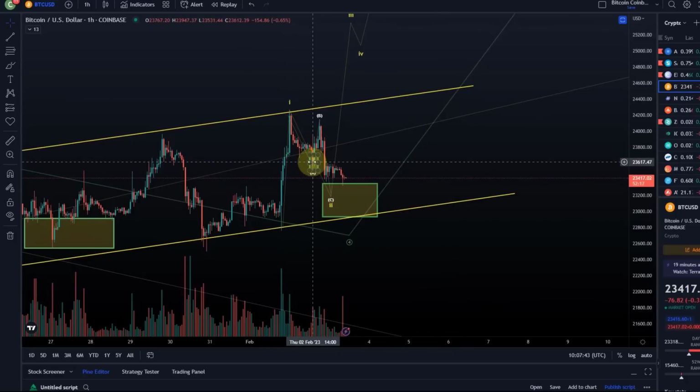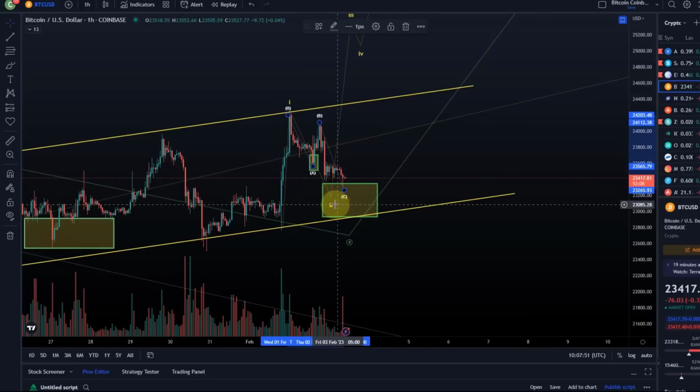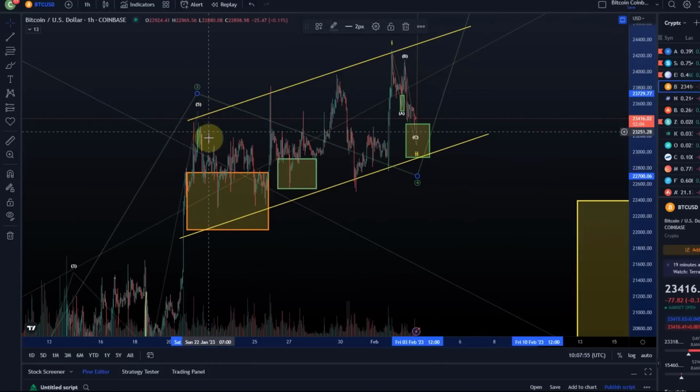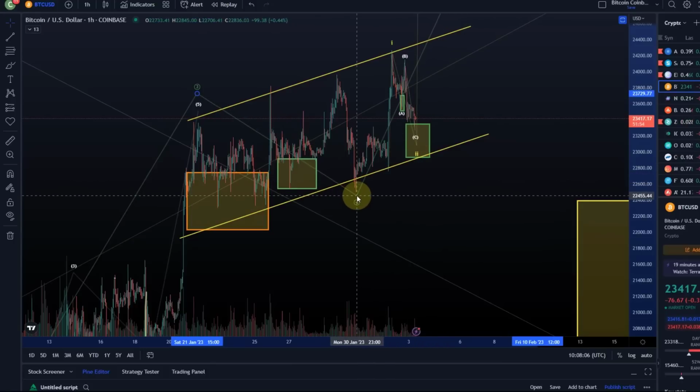We reached the first target, we reached the second target, and we bounced off from both of them. This was a first reaction to this support area, but only a weak one so far. So zooming out here again, the idea is that we could put the wave 3 here, which was here on the 21st of January. Then we had the wave 4 finished here actually.